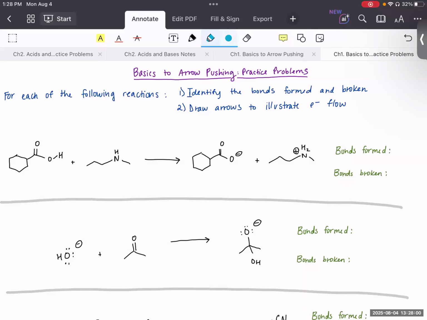Right. So this video is going to be the solutions to practice problems related to the basics of arrow pushing. For each of the following reactions, we have to identify the bonds that were formed and the ones broken. And then we have to draw arrows to illustrate electron flow.